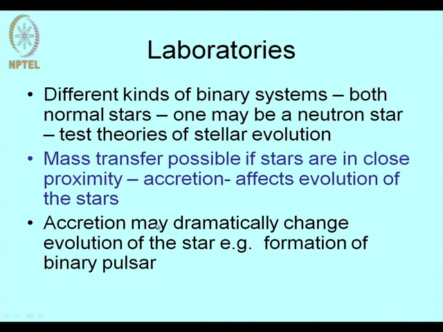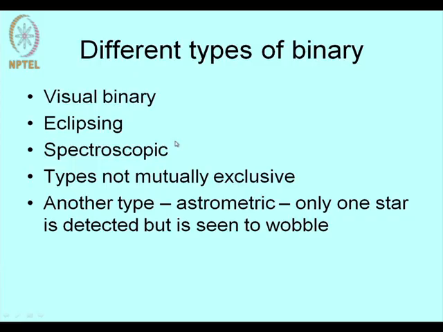And accretion may also dramatically change the nature of the stars. For example, there are binary stars called binary pulsars. Some of these are formed during accretion in binary systems, very high speed millisecond binary pulsars. So, a variety of phenomena take place in binary systems, and one can study the interaction between different kinds of stars using binary stellar systems.